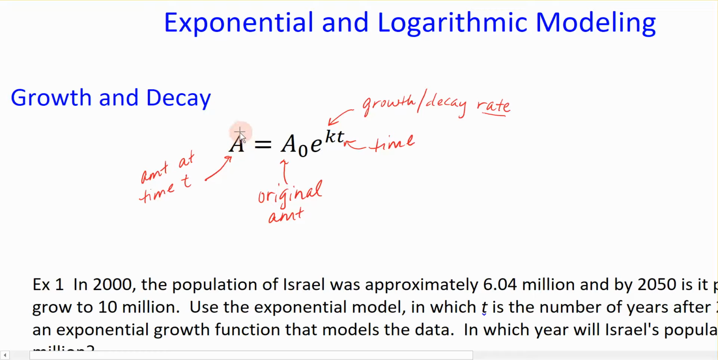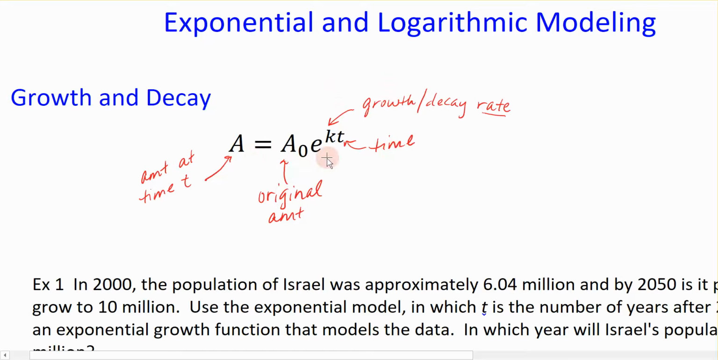A on the left hand side is going to be the amount at any time t. That's the amount for some time t. A naught is going to stand for the original amount. K is going to be a constant, and it is either the growth or decay rate for whatever model we happen to be looking at. And most of the time we have to solve for that constant and then put it back into the model, which we'll see in a second. And then t, of course, stands for some time.